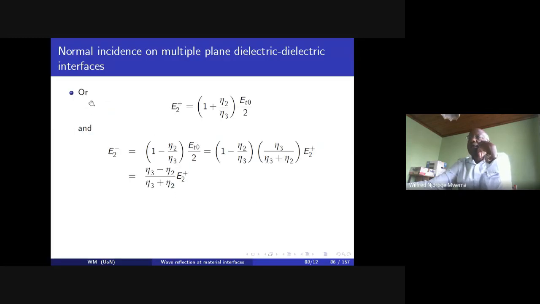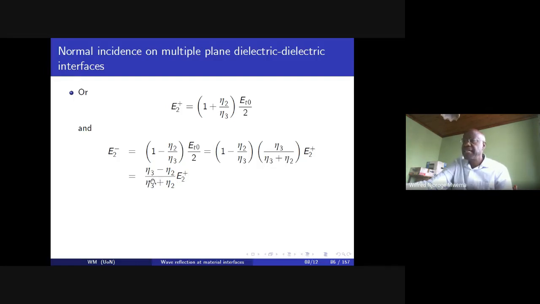So we can therefore write that E2 plus is simply 1 plus eta 2 by eta 3, multiplied by the transmitted wave component, ET0, divided by 2. And E2 minus is going to be given by 1 minus eta 2 by eta 3, ET0 divided by 2. And we can always see that ET0 is given by E2 plus multiplied by that, and we are dividing. We have just used a division here to give us E2 plus.